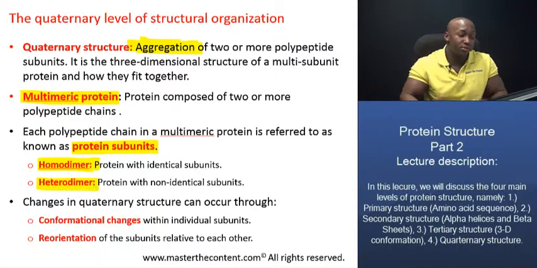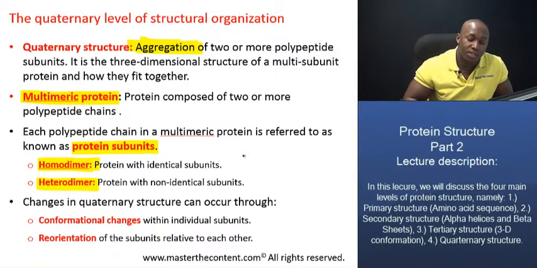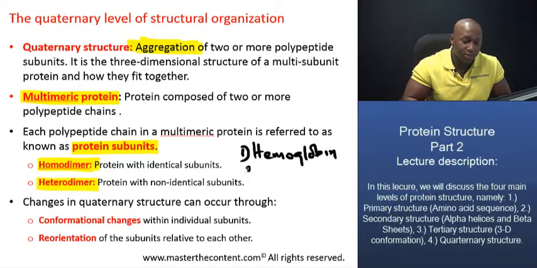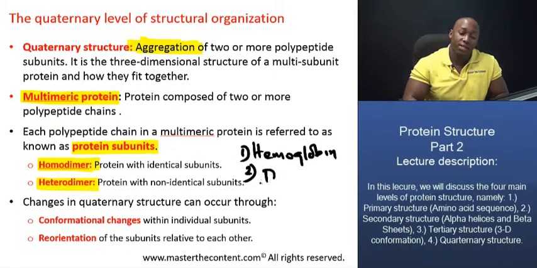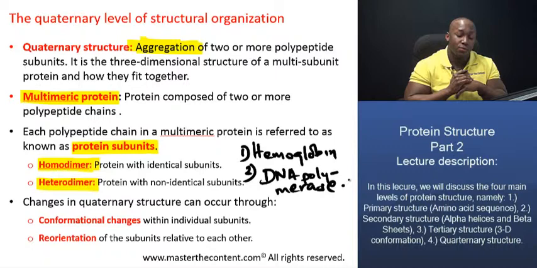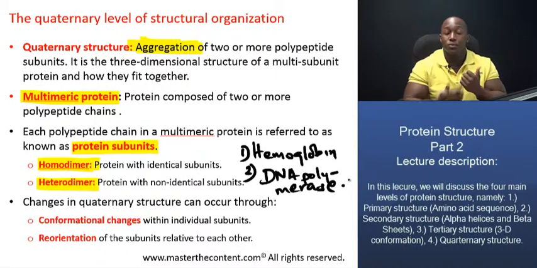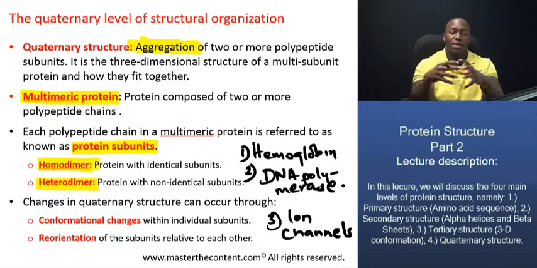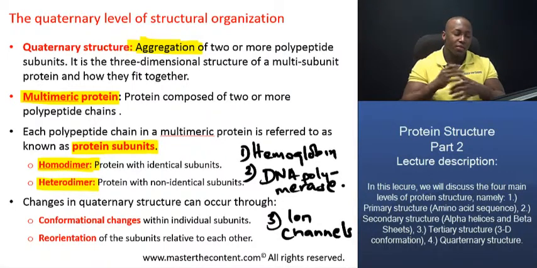So good examples of proteins that actually have this quaternary level of organization, that are formed by more than one polypeptide chain, would be hemoglobin. That's a really good example. It's formed by the conformation of more than one polypeptide chain. DNA polymerase, that's another really important enzyme that is formed by more than one polypeptide chain. Also the ion channels that we commonly find on the surface of our cells, or embedded in the plasma membranes of our cells, are usually formed by more than one polypeptide chain.